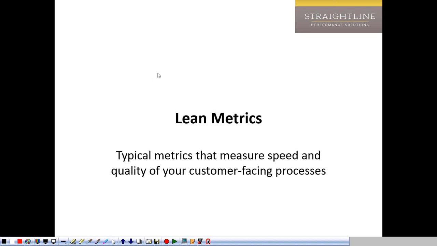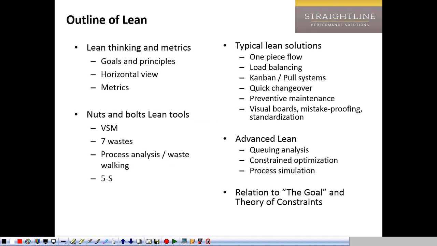I said to turn to 16, but I'm actually going to thumb back a couple of slides, and this is what we're going to cover in this course on lean. Lean is usually the opposite type of thinking to Six Sigma. Let me tell you what that means. Let me be a little more explicit.